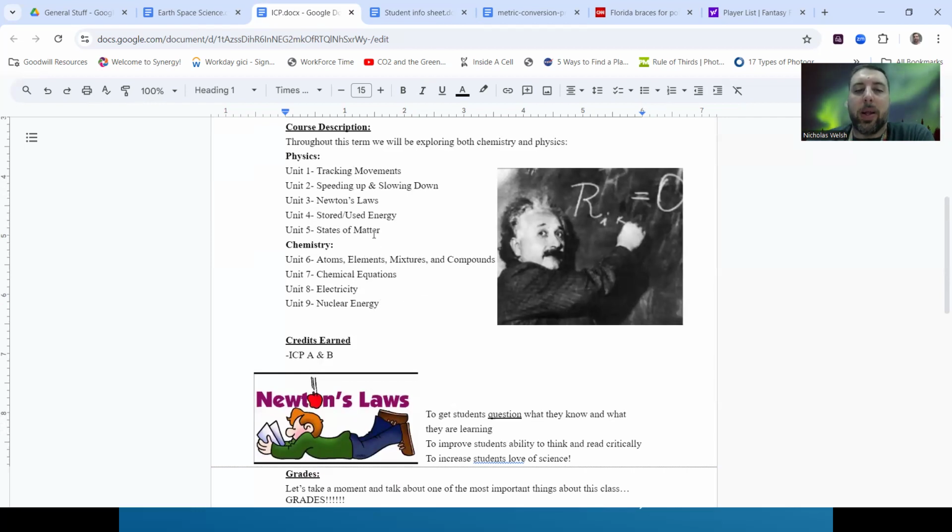We're actually going to start out with states of matter, which is kind of a bridge lesson between the two. It's kind of how they're related. So we'll talk about temperature scales and states of matter. Then we'll get into the atom itself.